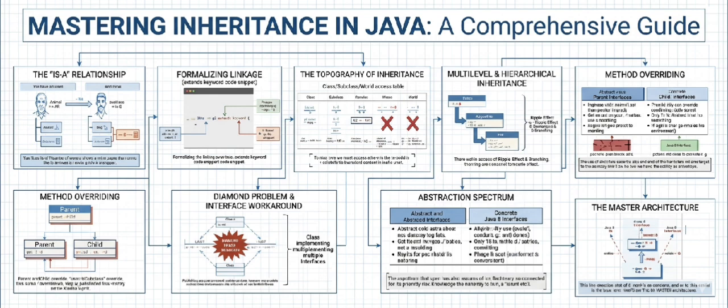Now let us look at the shape of these families. Multi-level inheritance: the ripple effect, grandparent goes to parent and parent goes to child. Hierarchical inheritance: one parent spawning multiple distinct children, like Vehicle goes to Car or Truck.